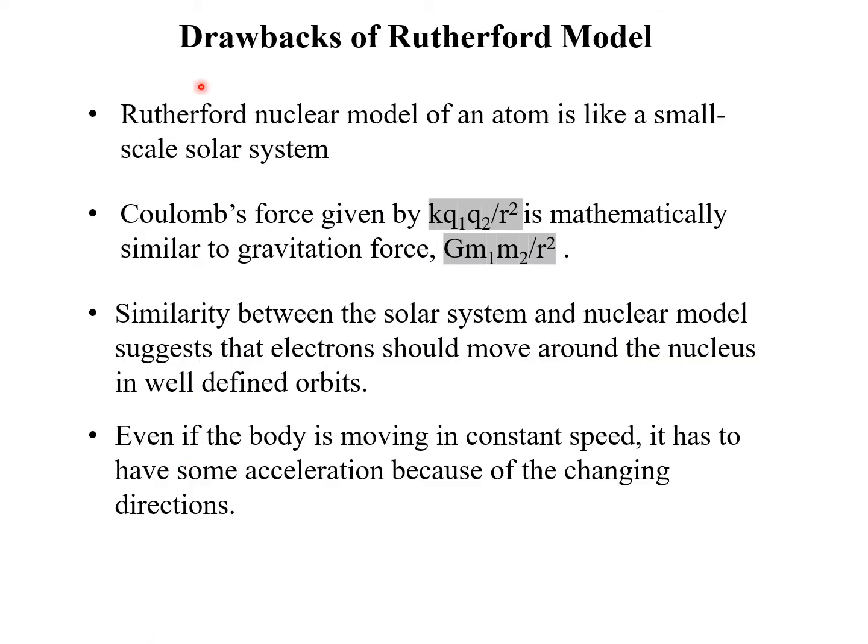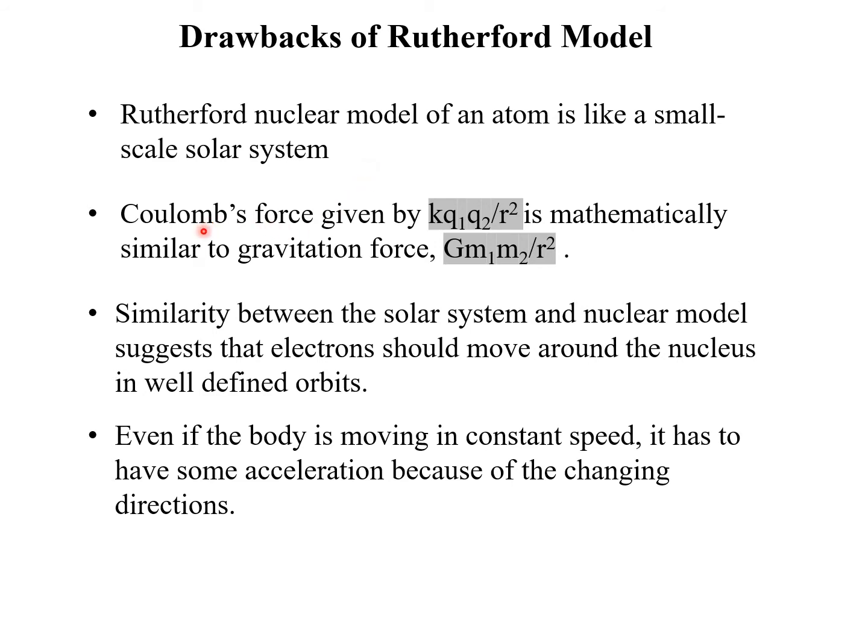So let's start by discussing the drawbacks of the Rutherford model that we studied in the last video. Rutherford's nuclear model of an atom was like a small scale solar system, where the nucleus depicts the sun and the electrons depict the planets. So when we talk about two charges, we talk about Coulomb's force, and when we talk about two masses kept near to each other, we talk about the gravitational force.